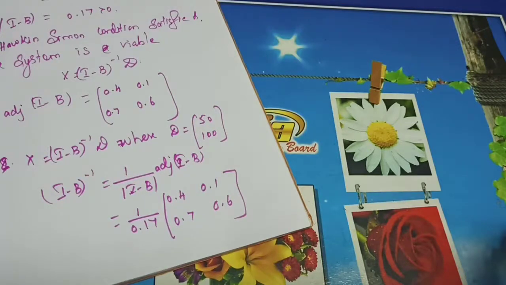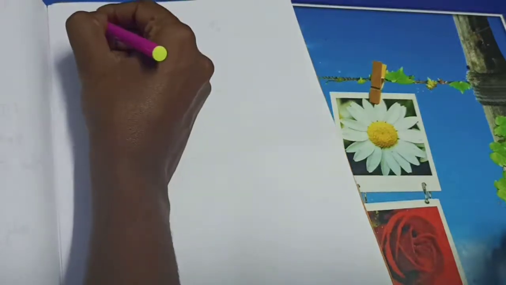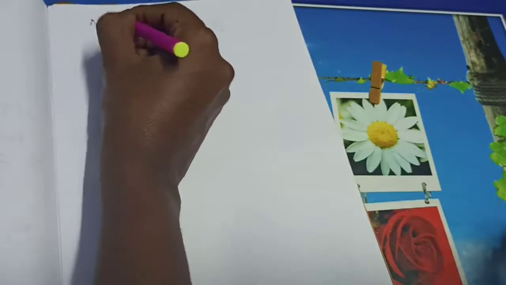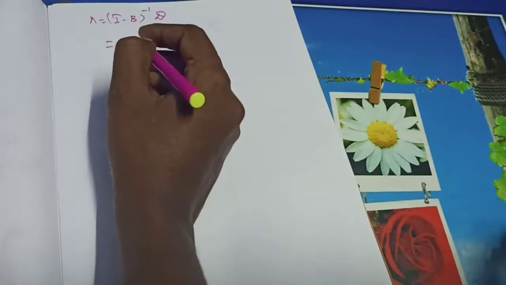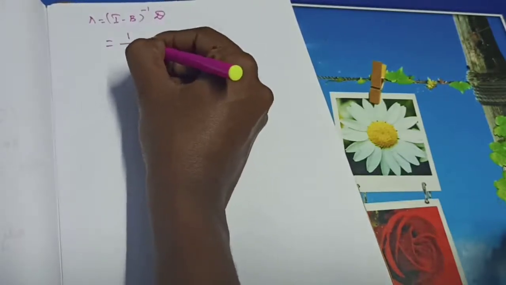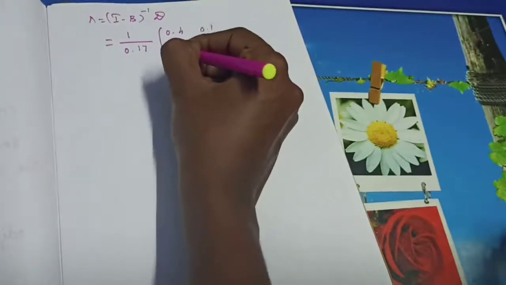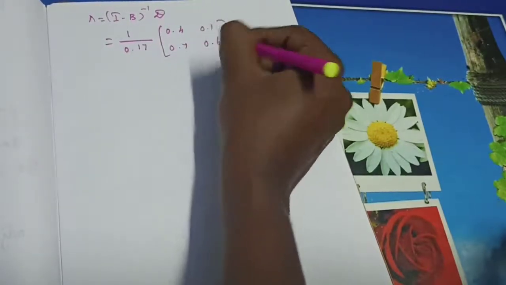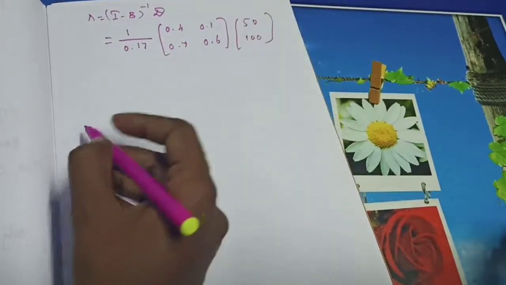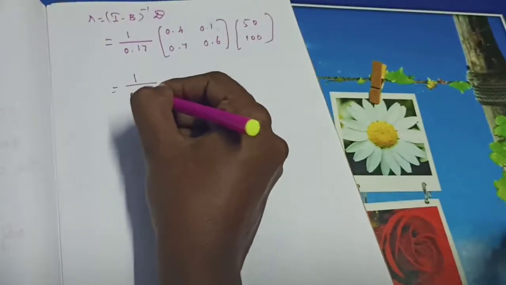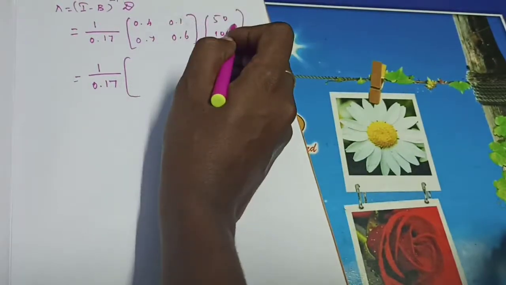Now substitute in that formula. X is equal to (I minus B) inverse into D. The (I minus B) inverse value is 1 by 0.17 into the matrix 0.4, 0.1, 0.7, 0.6, and the D value is 50, 100. So that is equal to 1 by 0.17 into, by the row method, 0.4 into 50.